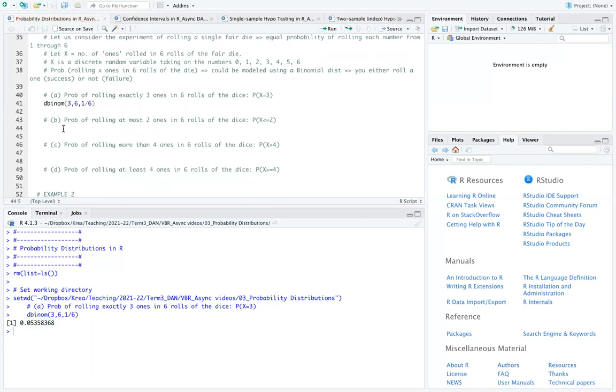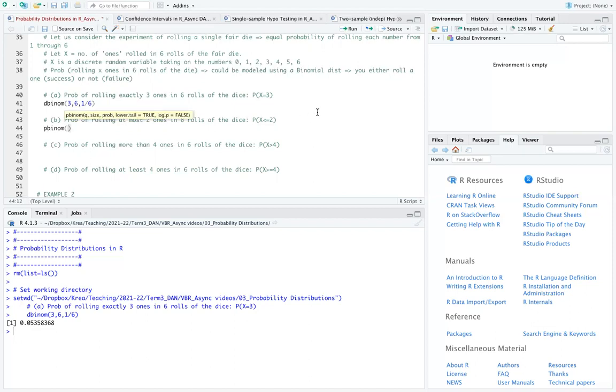Let's go to the next one. We want to roll at most 2 ones in 6 rolls of the die. Now, at most 2 can be written down as x being less than or equal to 2. So this includes 2, it includes 1, it includes 0. So we're essentially trying to find the cumulative probability of this particular random variable. So for cumulative probability, we use the prefix p. So we have p binom.